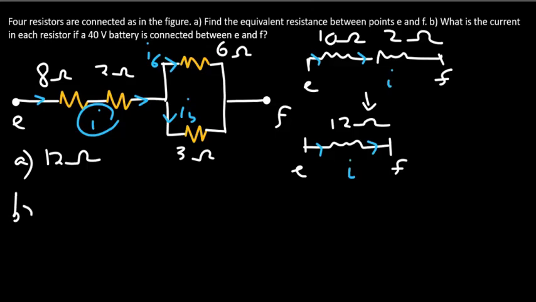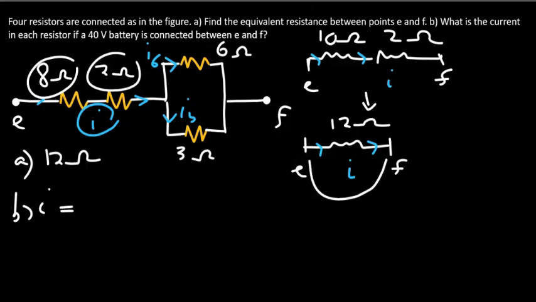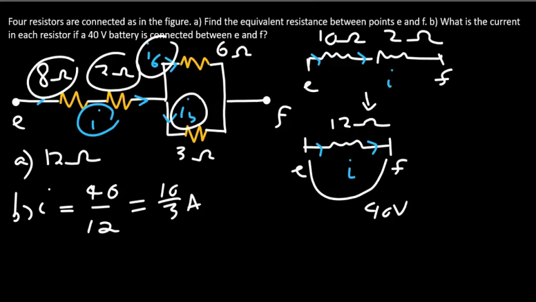That means the current I that goes through 8 ohm and 2 ohm resistors is the potential difference here, which is 40 volts divided by that equivalent resistance of 12 ohms according to Ohm's law. And that is an answer of 10 over 3 ampere. Now let's proceed to determine the I6 and I3.